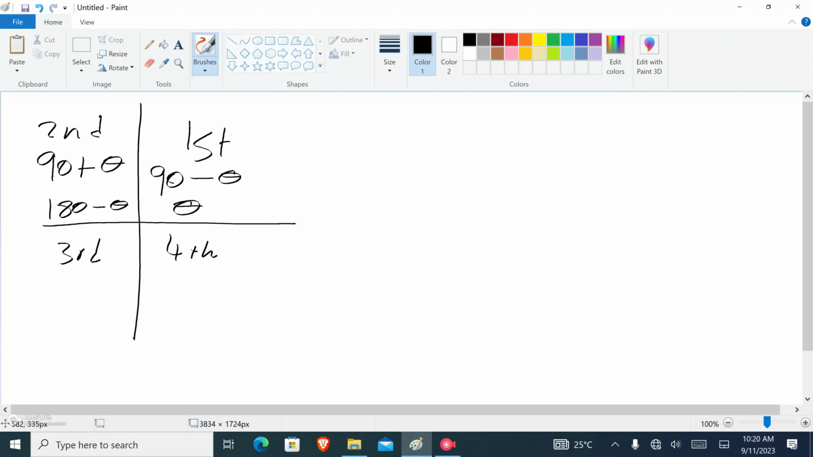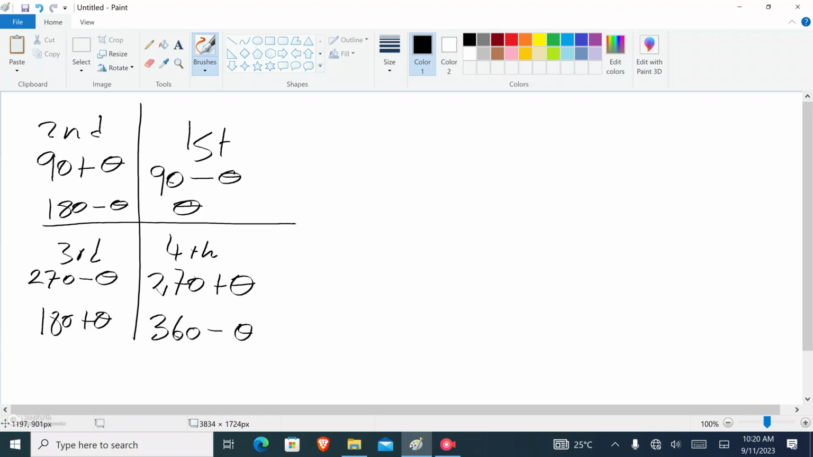Now the third quadrant, how do you represent it? With the 180 rule, it's 180 plus theta, and with the co-ratio rule, it's 270 minus theta. Now the fourth quadrant, how do you represent it? It's 360 minus theta, and then 270 plus theta.